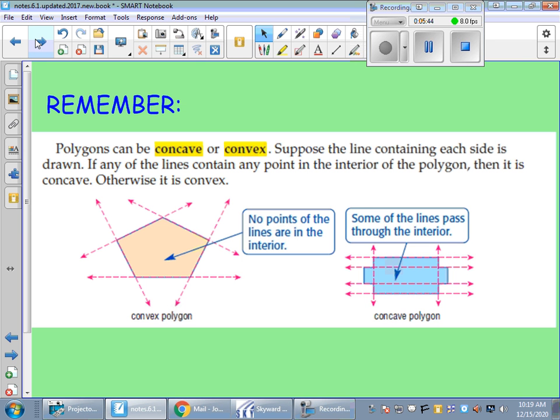A couple other things we want to remember. What is concave and convex? So this on the left here is convex. Nothing passes through the middle. Concave, if you can see all these sketches here, these go through the middle of the object. If you go in the cave, it's concave, otherwise convex.